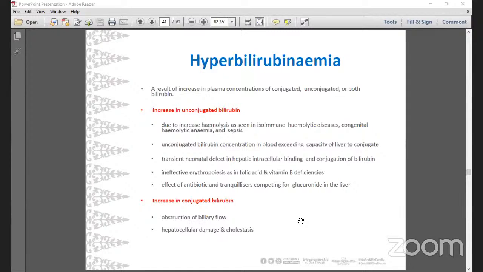And the next one, an increase of conjugated bilirubin, is associated with obstruction in the biliary flow. When the bile duct is obstructed, there will be conjugated bilirubin. When there is hepatocellular damage and then cholestasis, again it will lead to conjugated bilirubin. It will lead to hyperbilirubinemia. Okay, next one.